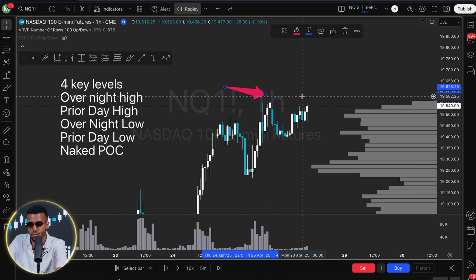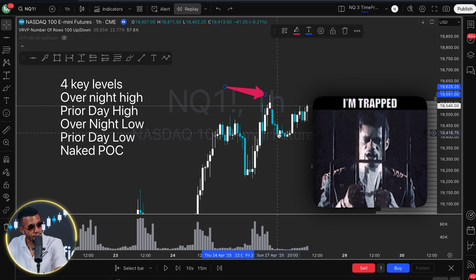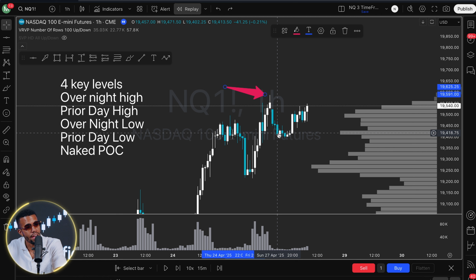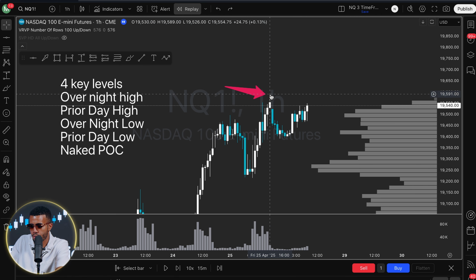More importantly, once we sweep this, that means once we push through the price, we've swept the last man. We've cleaned them up. That means all of the people who were trapped, at least within this time period, have had the opportunity to get out. So there's going to be a relief in sell side pressure. That's why these levels are so important.